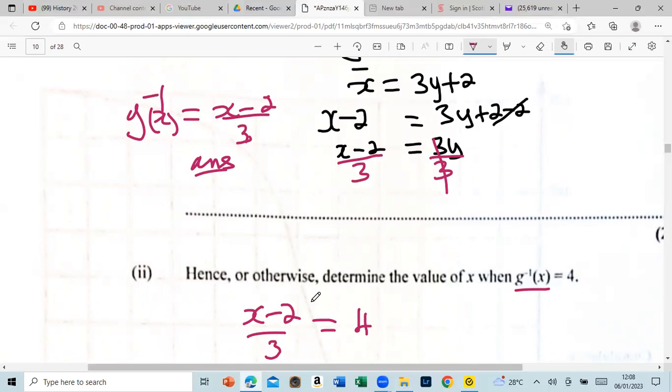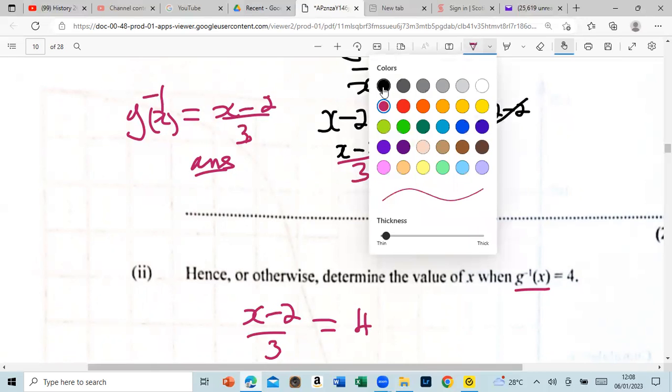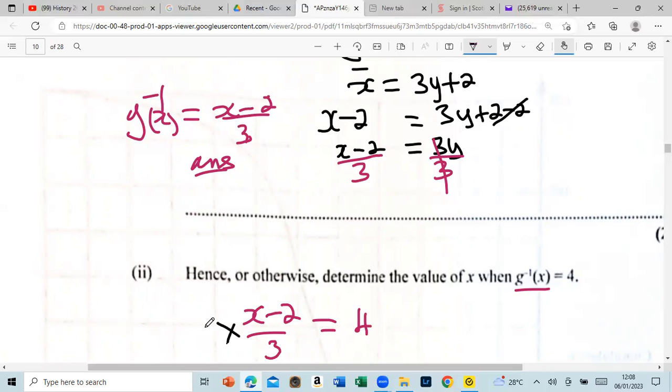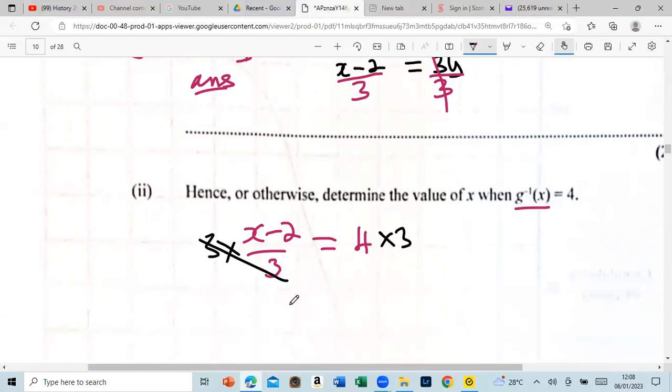So the first thing we're gonna do, we're gonna get rid of this 3 by taking the opposite of dividing by 3, which is times by 3. And then we do that for both sides. So we times by 3, right? So we are left with x minus 2 equal to 12. And we know the next step. Get rid of this minus 2 by adding 2.